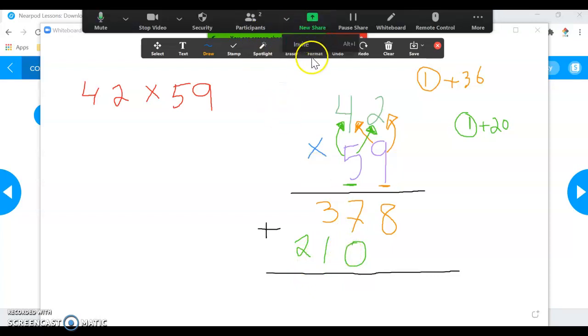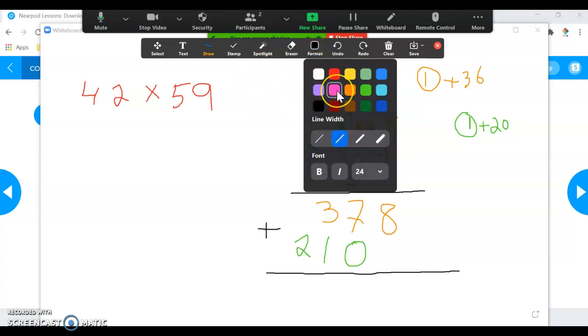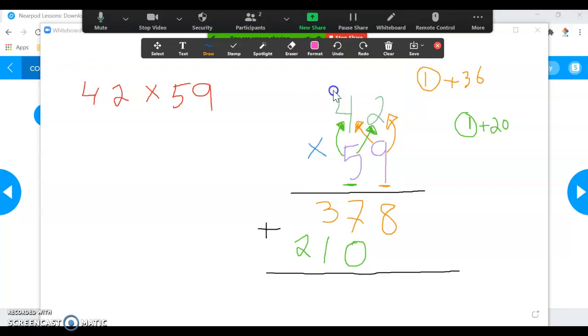But now let me add these numbers, and let me choose a different color. I'm gonna choose pink right there. So what is 8 plus nothing? If you have nothing, that means 0. So what is 8 plus 0? And my friend told me it is 8. Now you move to the next one. It's a simple addition. 7 plus 0, that is 7.